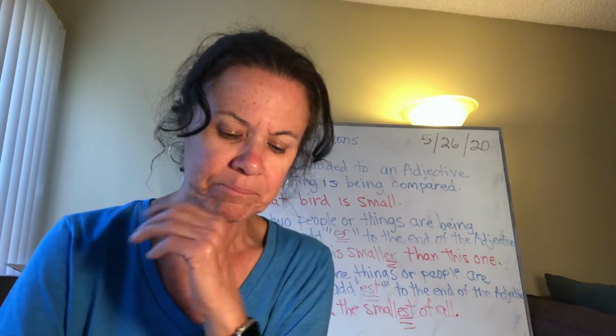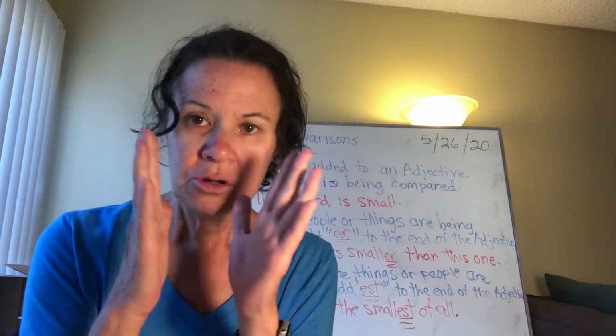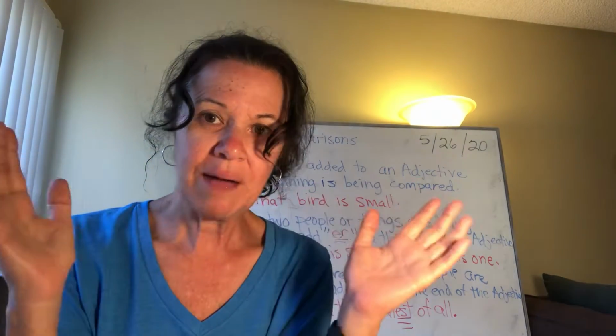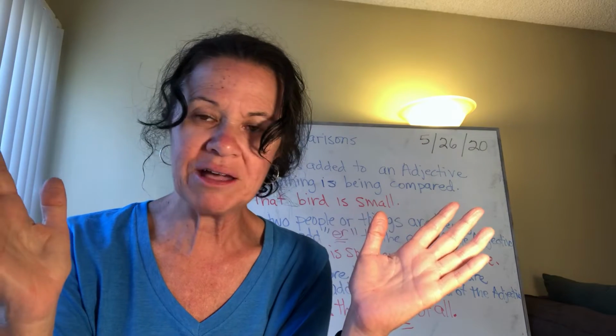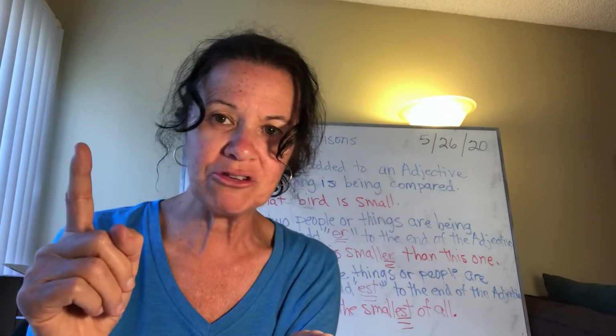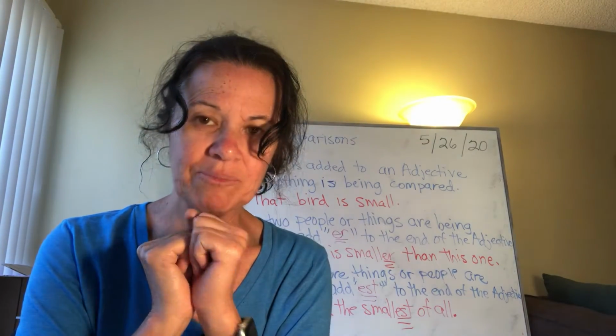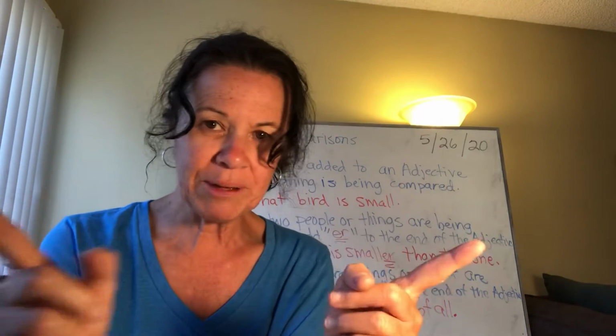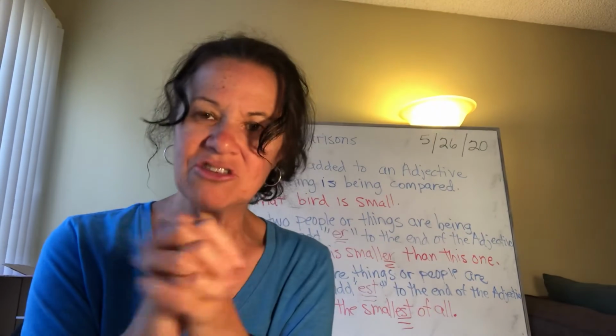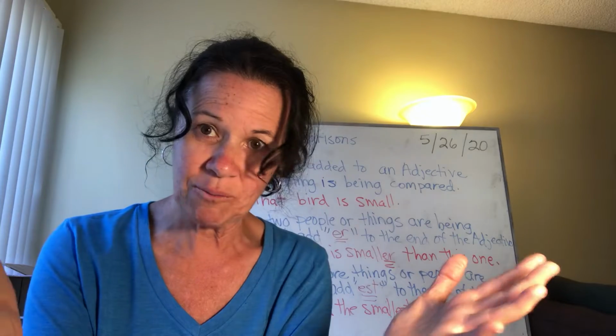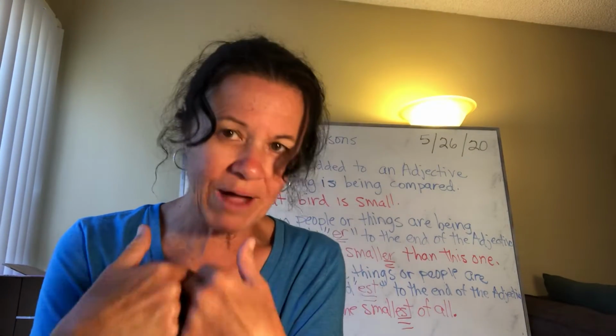All right? So when it's not being compared, you don't add ER, EST. One thing is being compared to another thing, you add ER. 3 or more things are being compared, you add EST to the end of the adjectives, whatever the adjective is. So let's look at Think A. These are all written correctly.